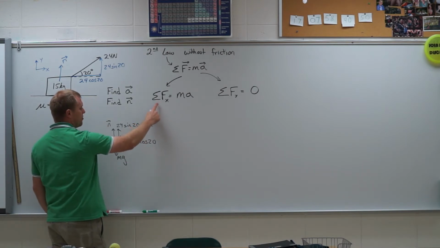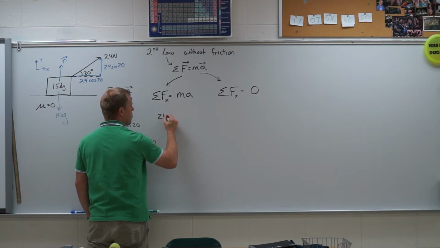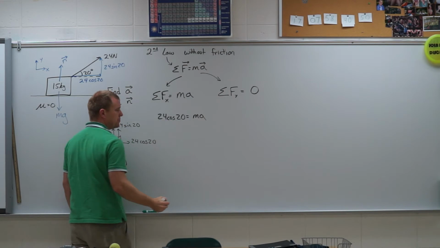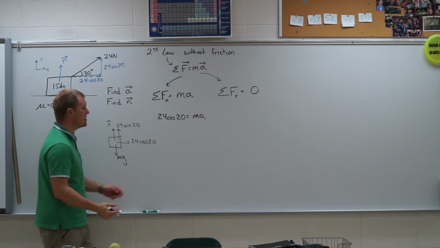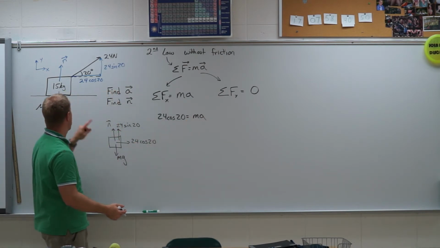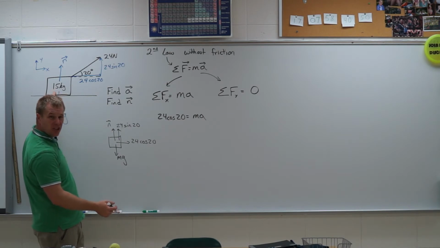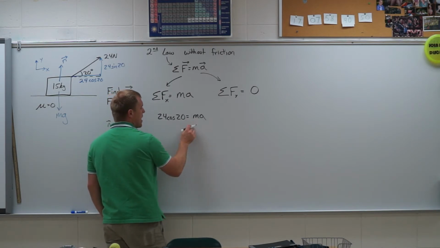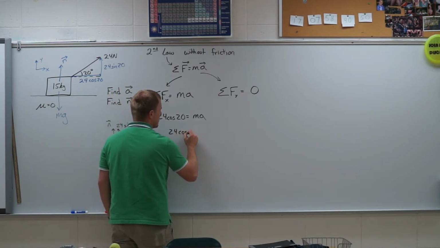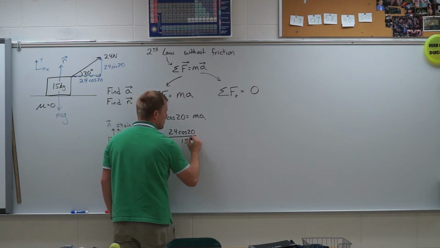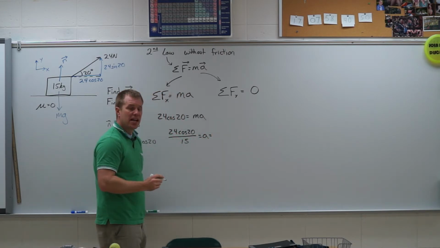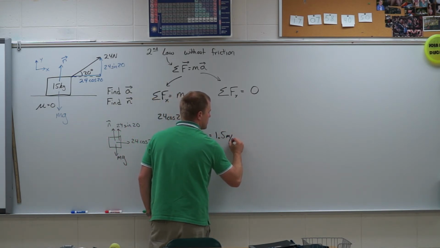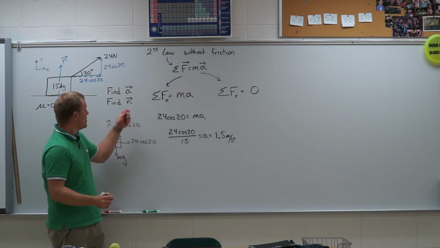So in the x direction, all the forces acting in my x direction, I have 24 cosine of 20 equals ma. All right, so if I want to find the acceleration, I just have to divide by the mass. They gave me 15 kilograms. Kilograms is a mass. All right, so here we go. We're going to divide that over, so now I have 24 cosine of 20 divided by my mass, which was 15, will give me an acceleration. In this case, when I plug this in my calculator, I end up with 1.5 meters per second squared. So we found the acceleration.